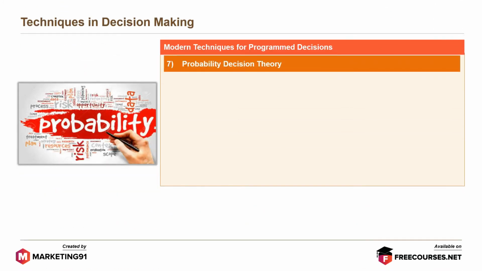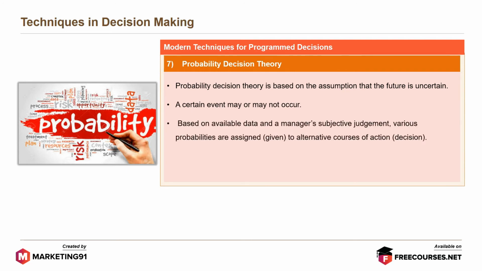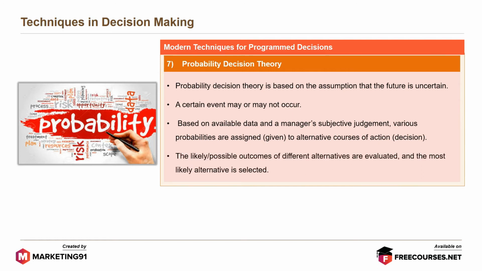Probability decision theory. Probability decision theory is based on the assumption that the future is uncertain. A certain event may or may not occur. Based on available data and a manager's subjective judgment, various probabilities are assigned to alternative courses of action, or decisions. The likely, possible outcomes of different alternatives are evaluated, and the most likely alternative is selected.